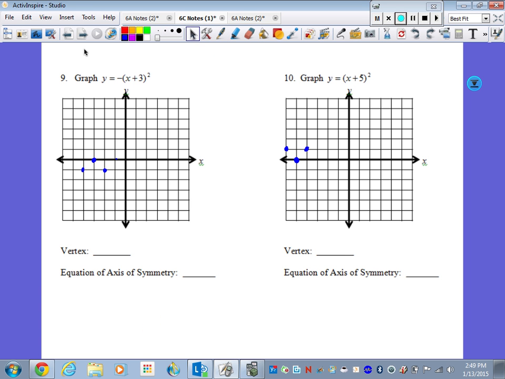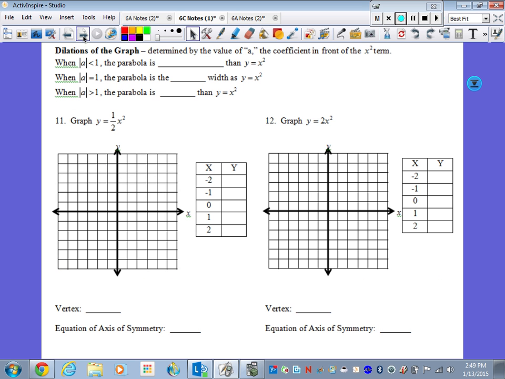That's what it looks like, guys, when you do it by hand, and it's not hard. You just have to remember everything. So now, here what we're looking at is dilation. So we're making it wider or more narrow or just, whatever you want to do. So here's some things you need to know. So we need to look at what happens when the absolute value of A is less than 1, when the absolute value of A is equal to 1, and when the absolute value of A is greater than 1, okay, and what it does to the graph.